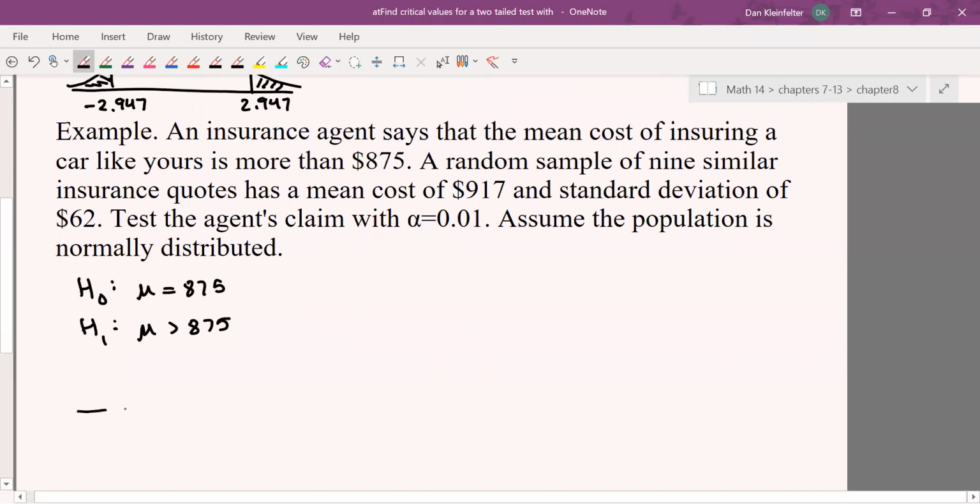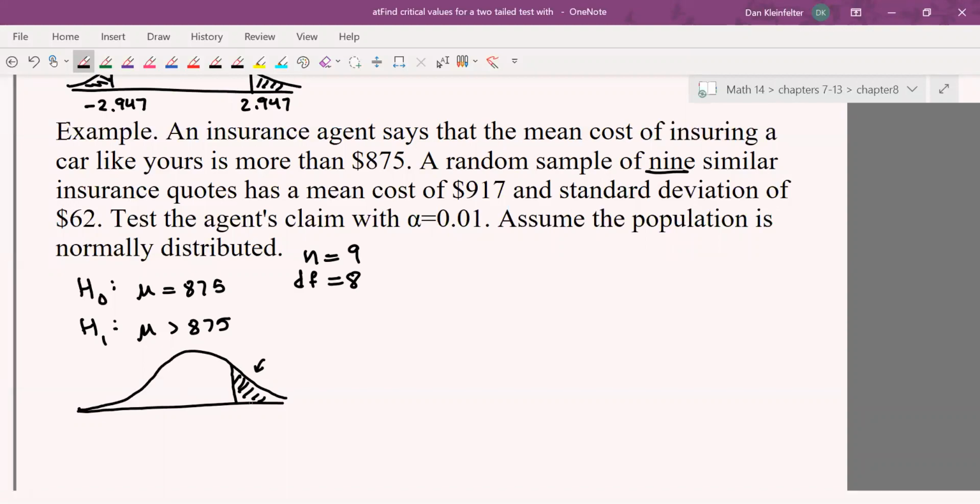A little picture next. So this one is a right-tailed test. Our N is 9 cars, so our degrees of freedom will be 8. So we need a right-tailed test, the degrees of freedom needs to be 8, and our alpha is 0.01. So let me go get our value off the t-table.